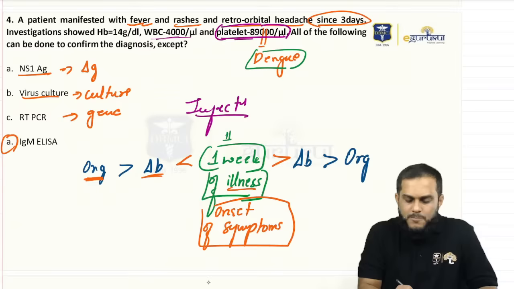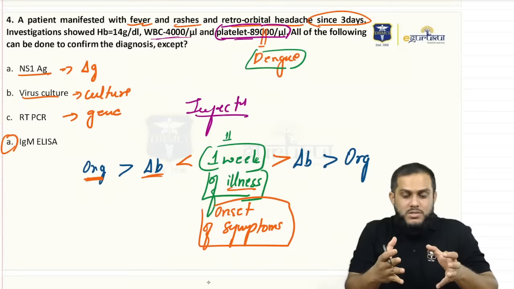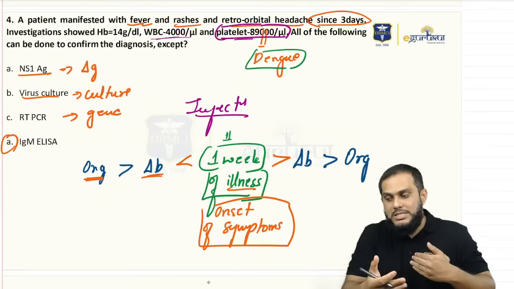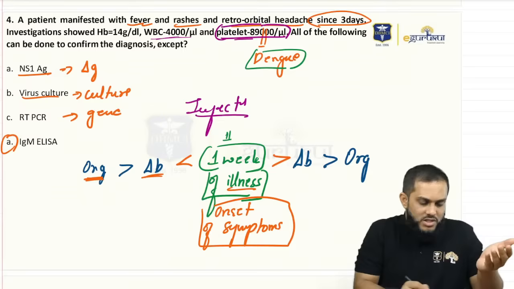Therefore, as the symptoms are since 3 days here, organism detection is better. Therefore, all tests which can detect the organism we can perform, except antibody detection. Antibody detection we have to perform after 1 week of illness, and that's why the answer is option D, IgM ELISA. Moving on to the next question.